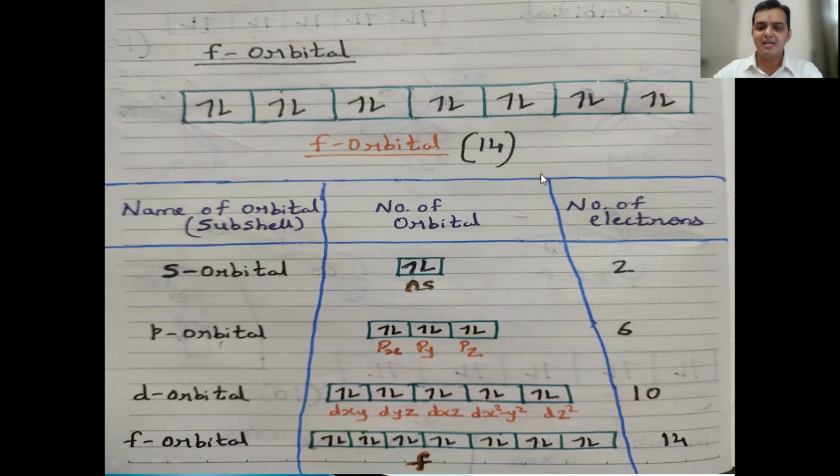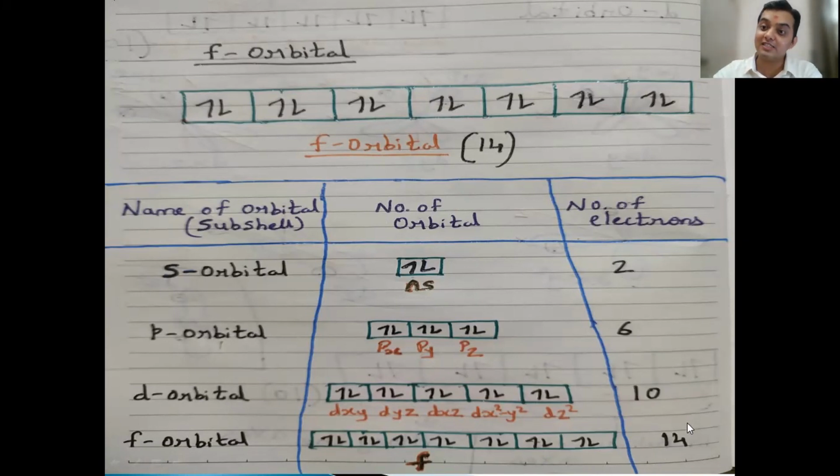So what does that mean? Again, I'm giving you a brief. S orbital, spherical shape, one box, two electrons. P orbital, px, py, pz, dumbbell shape, three boxes, each containing two electrons, six electrons. And then five d orbitals, five boxes, each containing two electrons, total 10 electrons. F is what? Seven boxes, two electrons each, containing 14 electrons. So it is 2, 6, 10, 14.